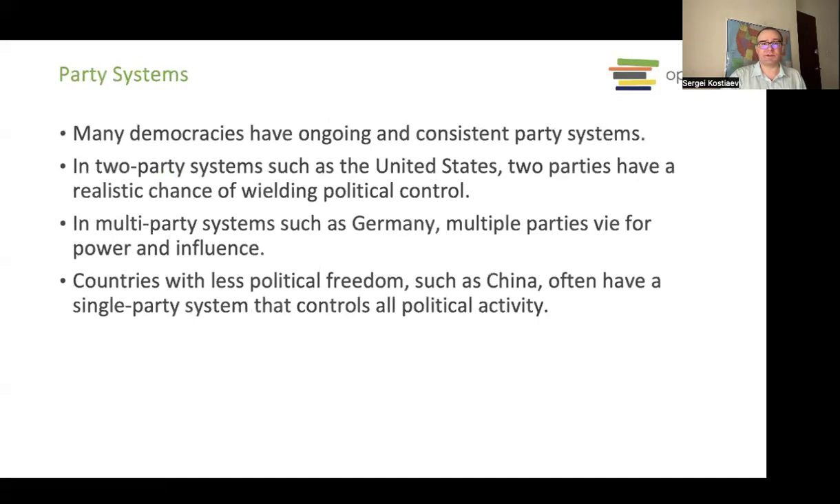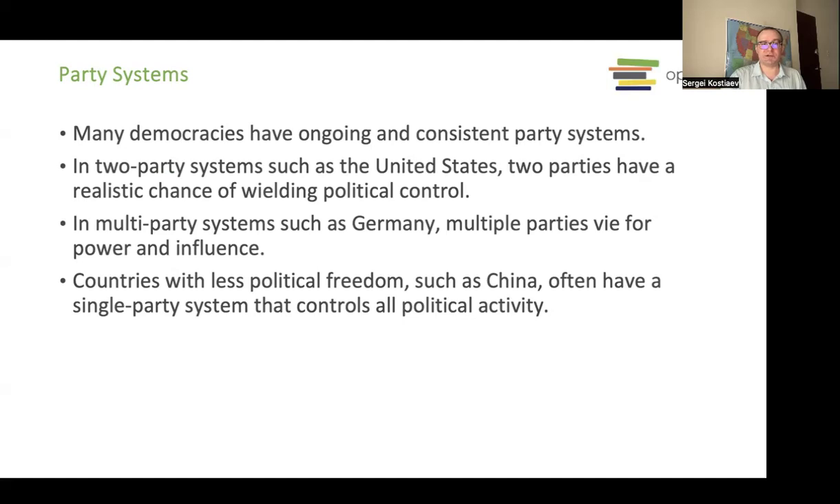Countries have different party systems. In the United States, because of this majoritarian system, when winner takes all, we have two-party system. There are not many incentives for a third party to emerge. It's American political system. Its electoral system prevents it from happening.